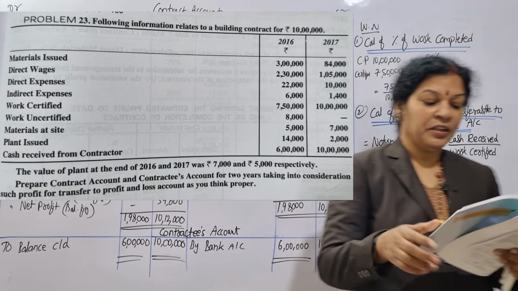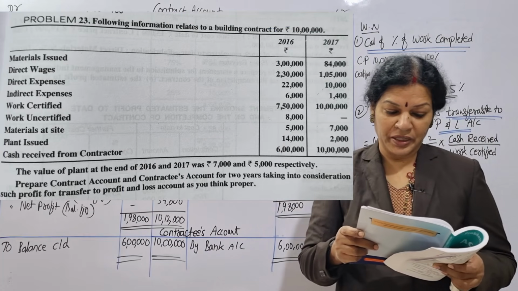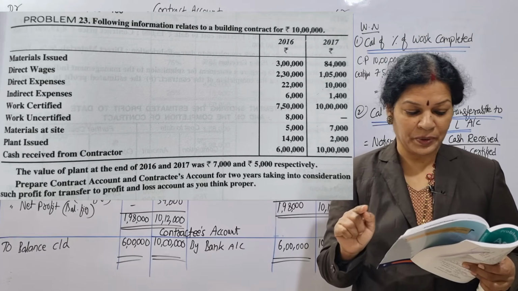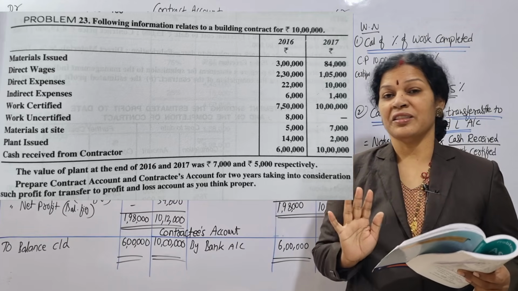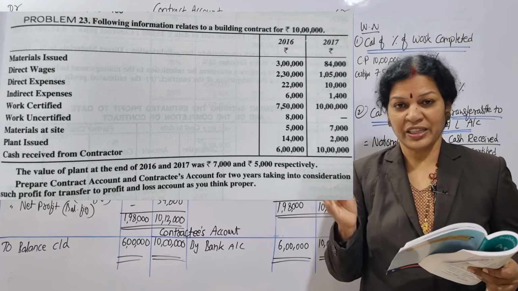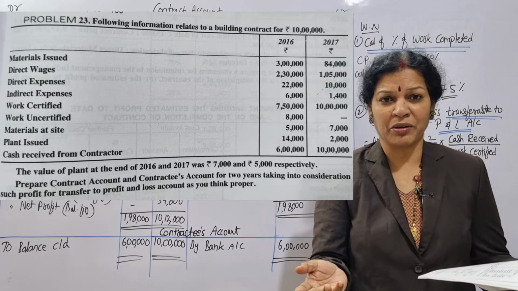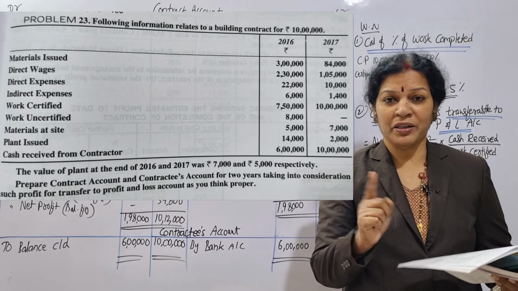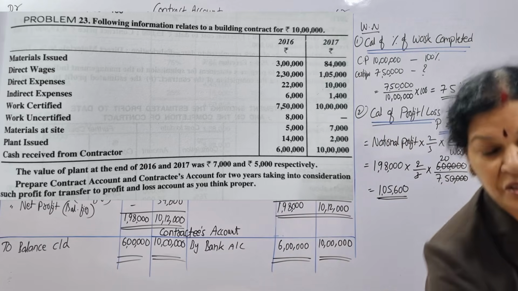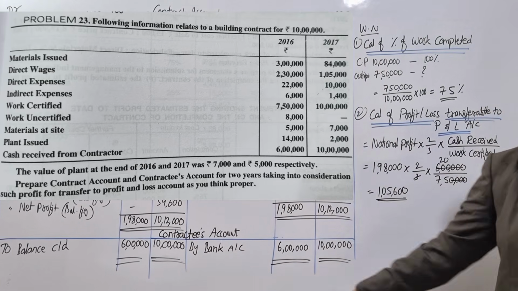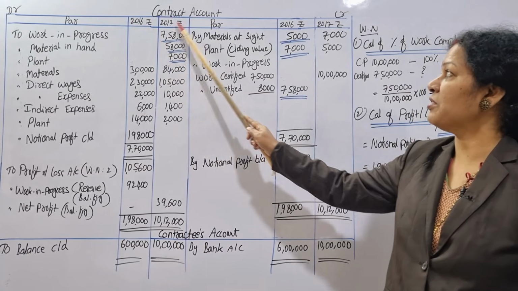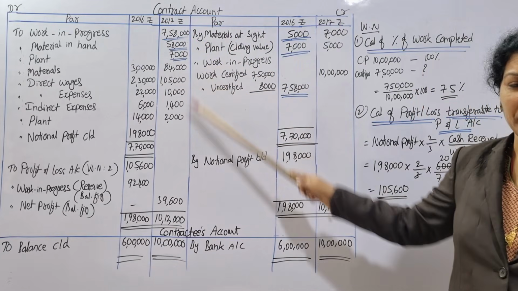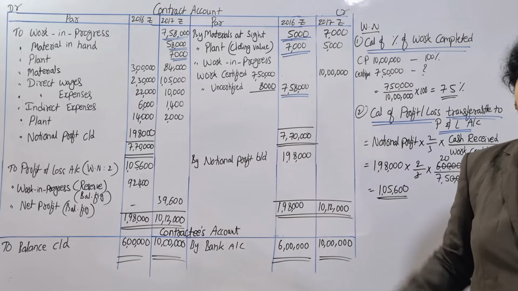Now the problem given here relates to a building contract for 10 lakh rupees. The contract of the building is 10 lakh rupees, but 2 years of information is given, 2016 and 17. Doesn't matter, we have to prepare the contract account for the 2 years. We used to prepare for 1 year, we'll prepare for 2 years. For 2 years means, see the format, particulars 2016-17, particulars 2016-17. Rather than 1 year, we are preparing another year also, one more column.